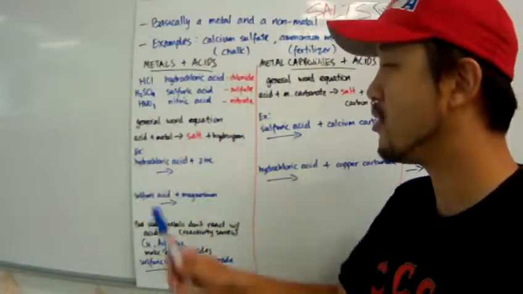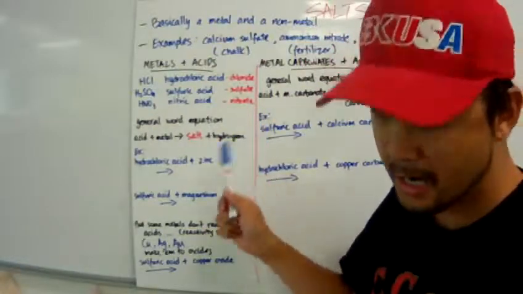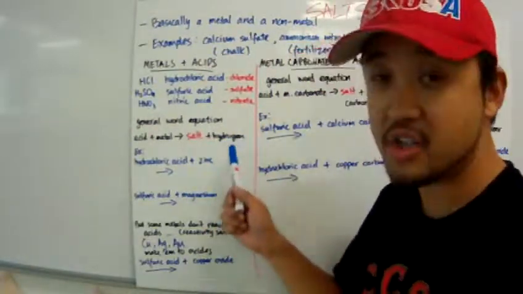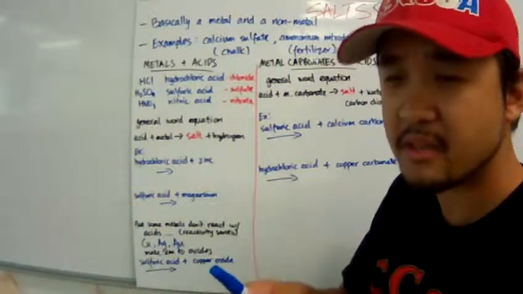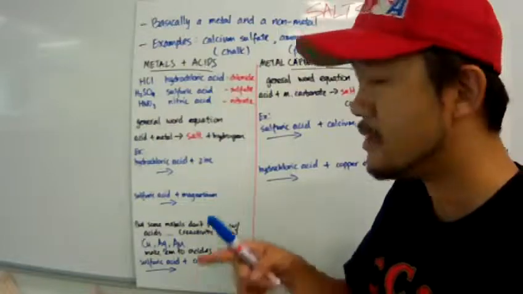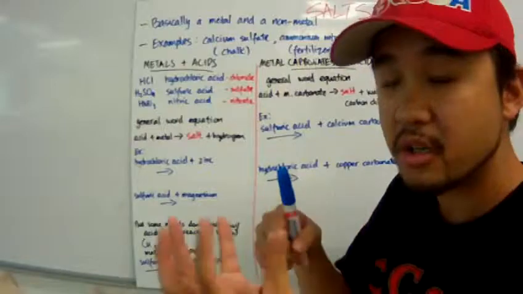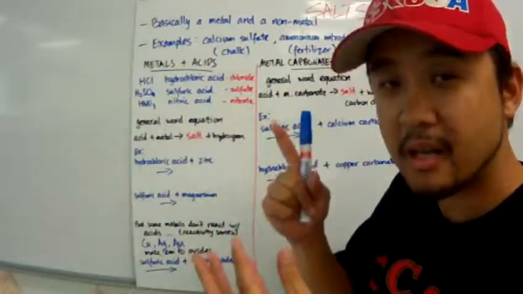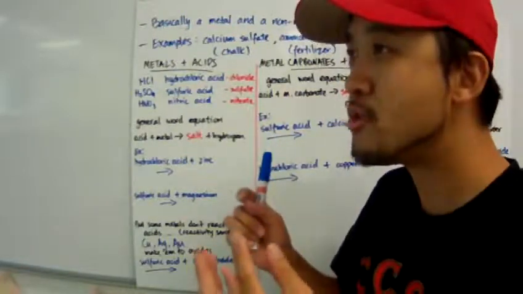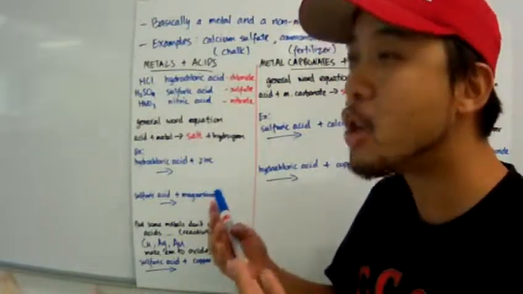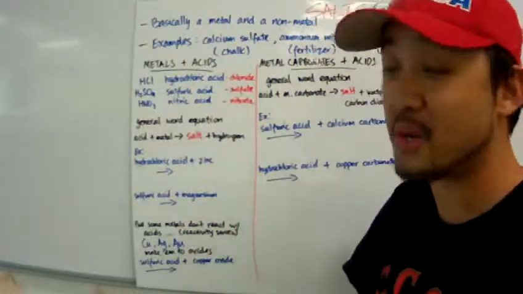General word equations. When you mix acid with a metal, you make salt and a byproduct called hydrogen. You know that you made hydrogen when you put a lit splint, which is basically a piece of lit wood, over the reaction vessel, like a conical flask, and you will hear a pop sound. Wow, I'm not really good at that. I guess. Anyway, so that is what you get.